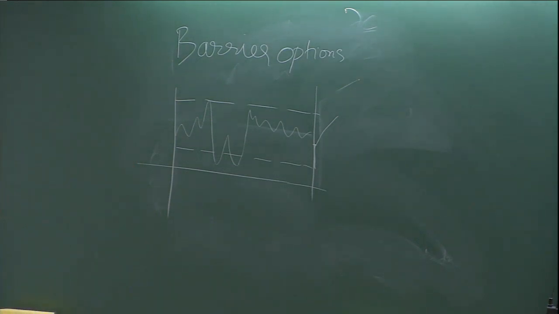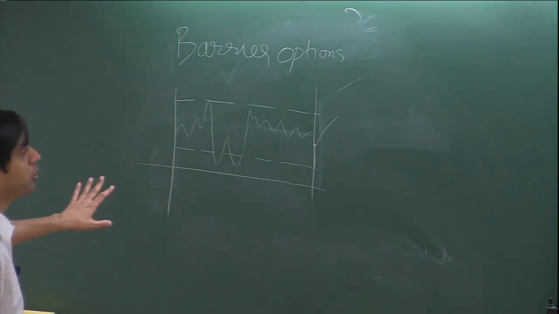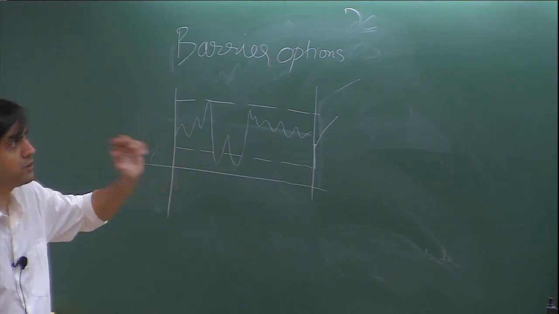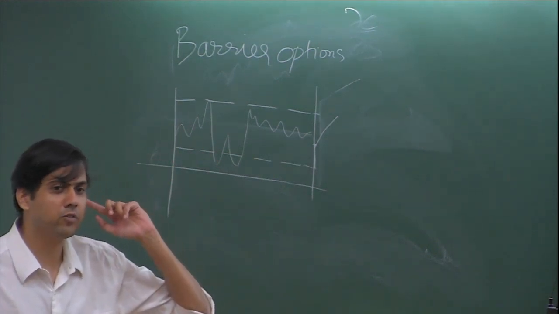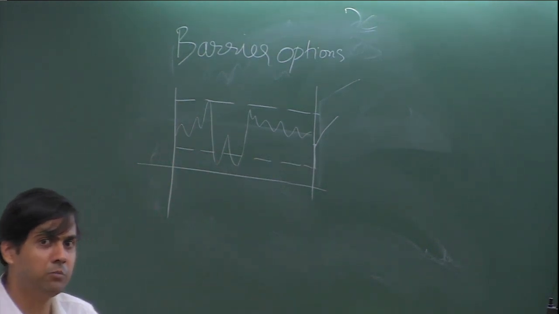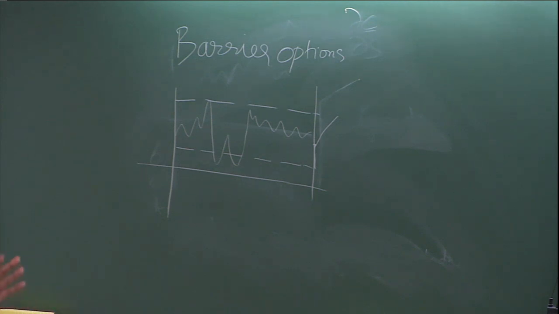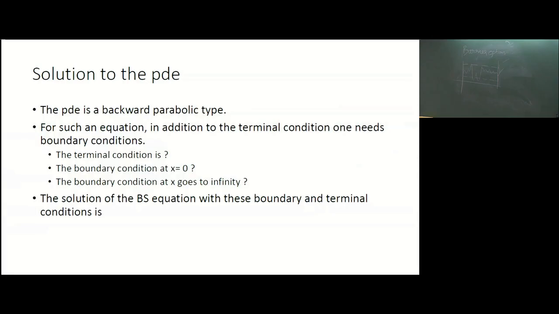So if you have more complicated options, then you do not have a closed form solution, and we would like to use some numerical scheme to solve the Black-Scholes equation. But for the simple case of the call option that we had considered, you also have a closed form solution which you can directly plug in and get the value.